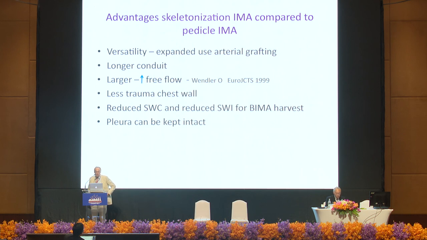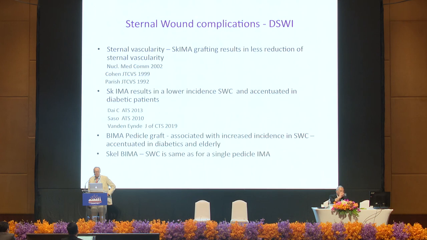So what are the advantages of skeletonization compared to the pedicle IMA? Well, the versatility to start with. As we know, we're in the era of increasing arterial revascularization. And certainly this is a much more versatile graft. It's longer, it's larger, you get increased free flow, and there's less trauma to the chest wall and reduced sternal wound complications. And importantly, you can keep the pleura intact in a high proportion of the patients, not everyone, but a high proportion.